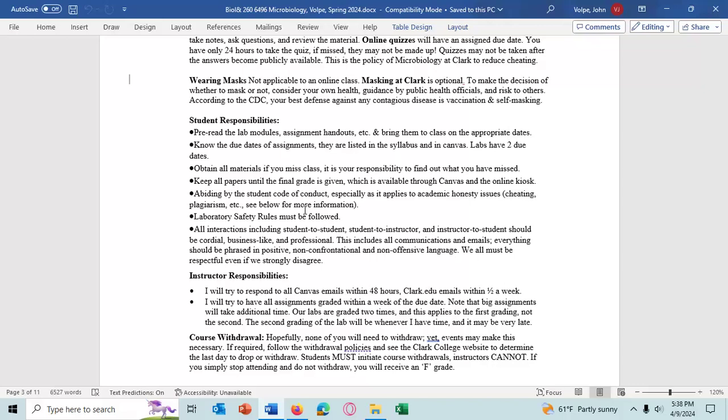We're not really going to be having a lab, but if you were to go in a microbiology lab, all the laboratory safety rules must be followed. All interactions, student to student, student to instructor, and instructor to student should be cordial, businesslike, and professional. This includes all communications and emails.